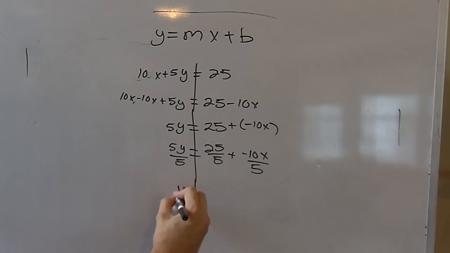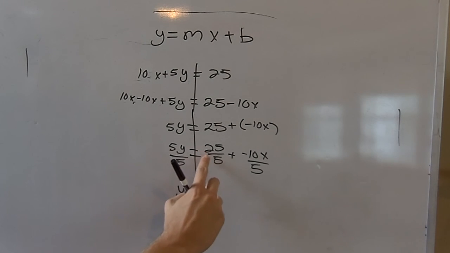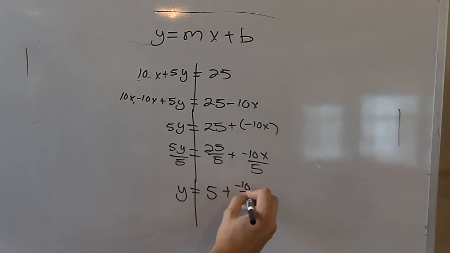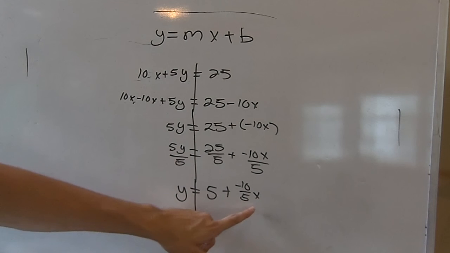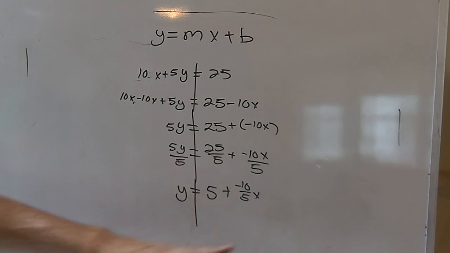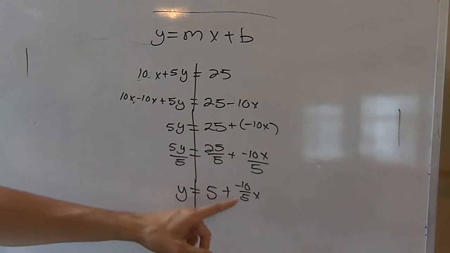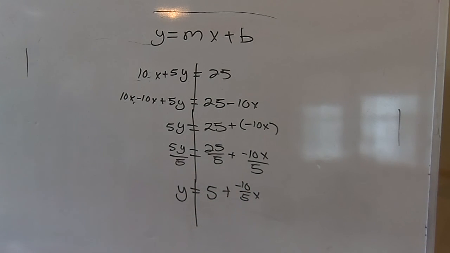So we get y on the left side. 25 divided by 5 is 5. And we have negative 10 over 5x, which could be reduced, some of you may have caught on, to negative 2 over 1. That's fine. So your slope is negative 2 over 1 or negative 10 over 5, and your y-intercept is 5.